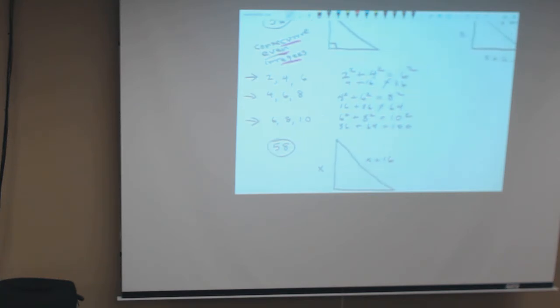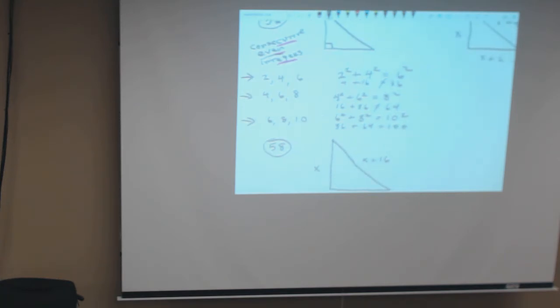No, it isn't. What's 2 squared? 4. Plus 4 squared, 16. Does that equal 6 squared, 36? Nope. So 4 squared, 16, plus 6 squared, 36. Does that equal 64? Nope. 6 squared, 36, plus 8 squared, 64. Does that equal 100? Yes. So I just found it. It's a 6, 8, 10. Everybody follow what I'm doing?